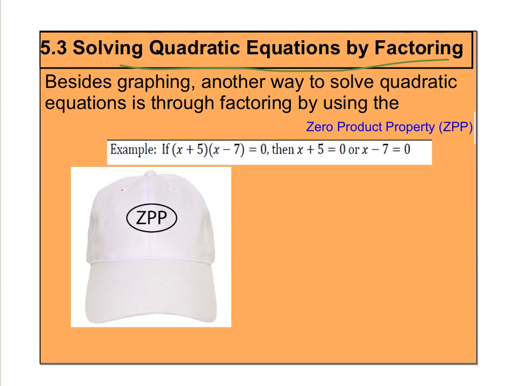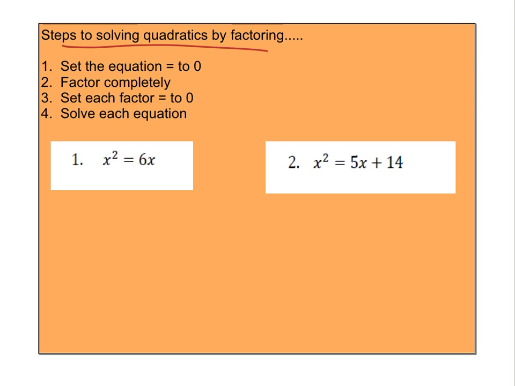So solving by factoring basically means you're using the zero product property. Zero product property just says this. If two things multiply to get 0, then either part is equal to 0. So if I got two things that equal 0, then either the first part equals 0 or the second part equals 0.